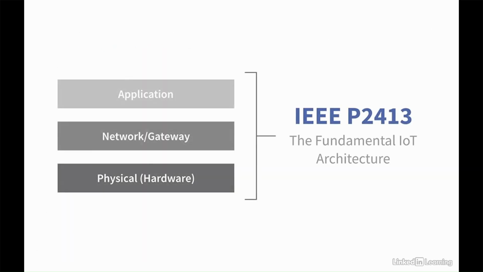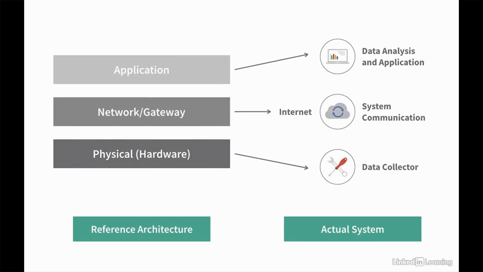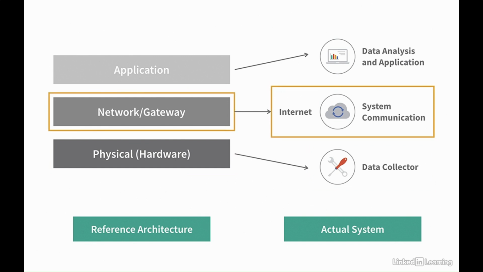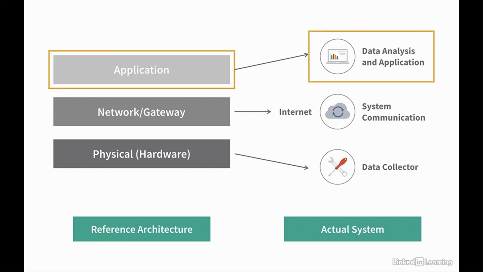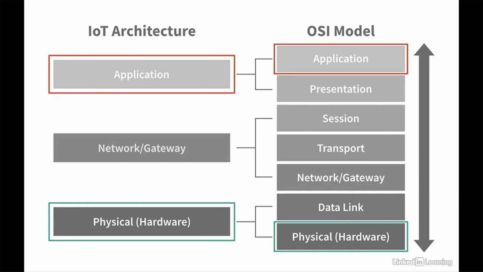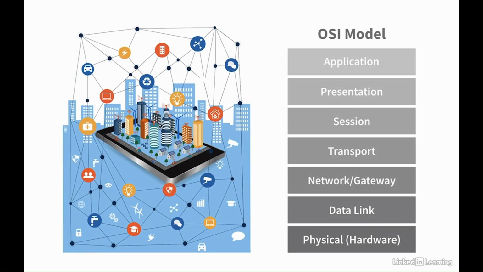These 3 layers are considered by the IEEE P2413 standard as the fundamental IoT architecture and can be used as a reference model for any actual IoT system. Here's an example. The first layer, where data is collected, then using communication to transfer the data, and finally for data analysis. In the IoT architecture model, the data flows in both directions, from the physical to application layers and vice versa. A complete IoT architecture has a flawless operation of its components and reliability within its design.